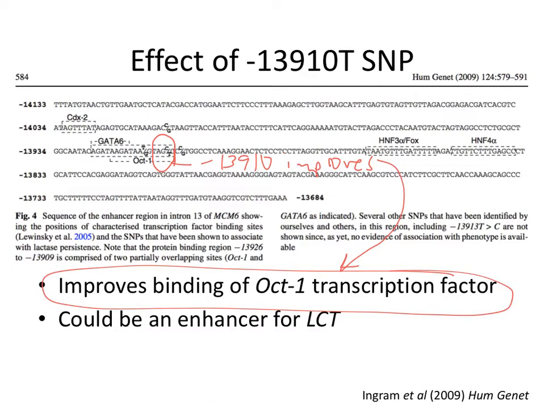It's a transcription factor called OCT1, but it has a specific DNA sequence that is its normal binding site. And when you make that mutation from C to T, that creates a better OCT1 binding site here in the intron of the MCM6 gene that's 10,000 base pairs away from LCT, lactase. So there's an enhancer, a DNA sequence that regulates transcription of lactase that's in a different gene, 13,000 base pairs in that direction from lactase.